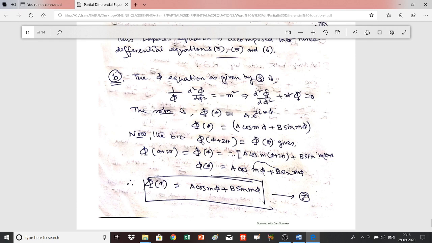So the condition is phi of phi plus 2 pi is equal to phi of phi. From this expression, phi of phi plus 2 pi is equal to a cos m into phi plus 2 pi plus b sin m into phi plus 2 pi. That will basically give you the same result, that is a cos m phi plus b sin m phi. So phi of phi is equal to a cos m phi plus b sin m phi. This is the solution.